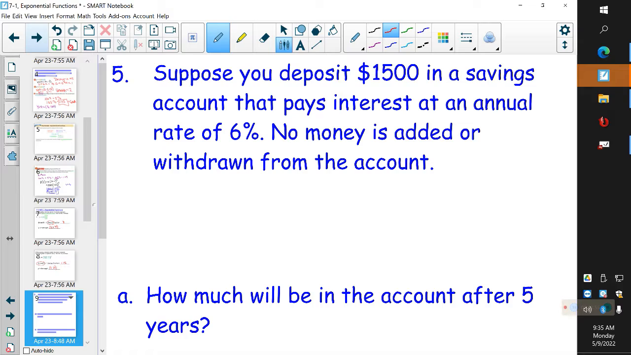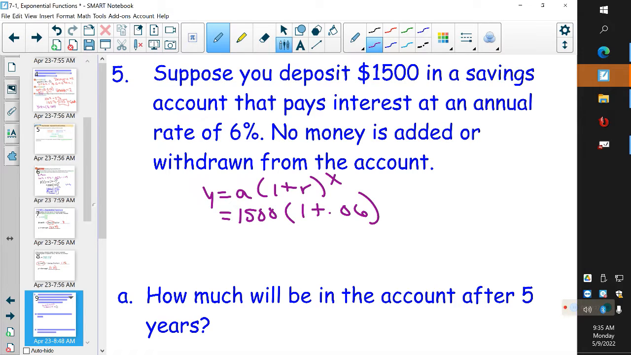Next, number 5. It says, suppose you deposited $1,500 in a savings account that pays interest at an annual rate of 6%. So we know that we have y is equal to a times (1 plus r) to the x. My initial amount is going to be my a, which is $1,500. Then I'm going to have 100%, which is the 1, and then I'm going to have 6%, so that's going to be 0.06. I'm changing this from a percentage to a decimal, and that's what is going to go right there. So this is 1,500, and then 1.06 to the x power. No money is added or withdrawn from the account. So this is my equation that I'm utilizing.